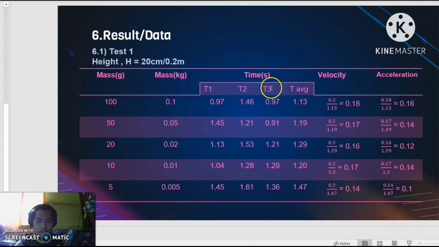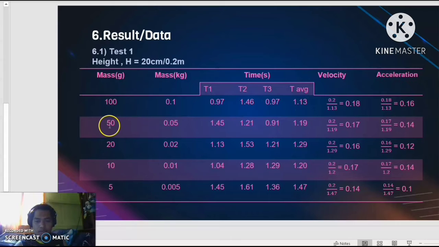For the times taken by the stopwatch, for the 0.1 kilogram, the first time taken shows 0.97 seconds. The second one is 1.46 seconds, and the third one is 0.97. And the average time taken for the 0.1 kilogram is 1.13 seconds.